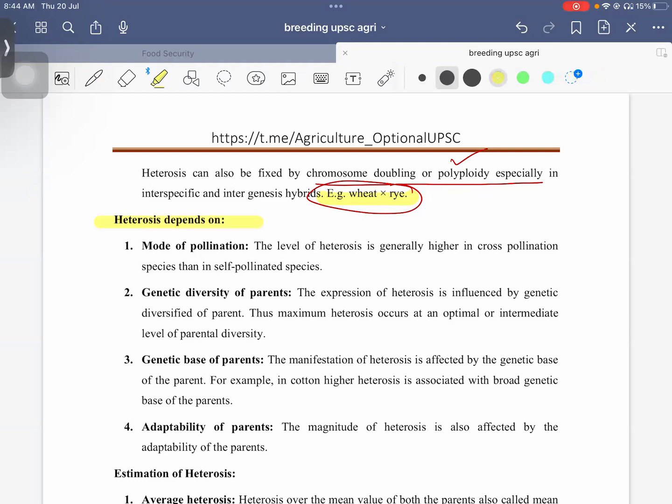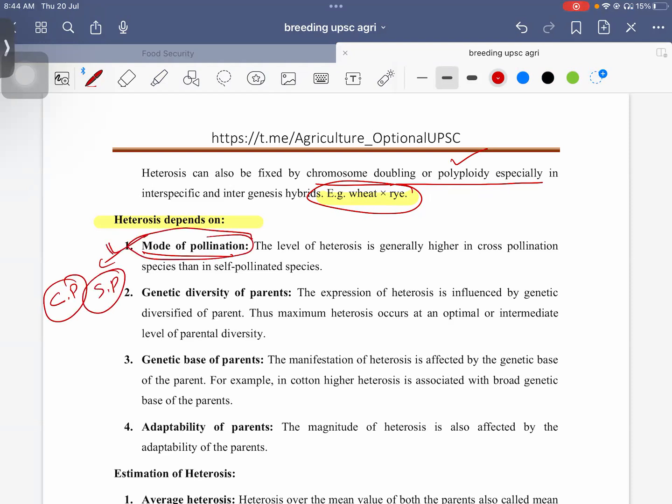Next, heterosis depends on certain factors, like mode of pollination. Let me tell you, there was a question we asked about why in cross-pollinated crops heterosis is more compared to self-pollinated crops. So the mode of reproduction is important. How is it important? In self-pollinated crops, because of evolutionary history, there is a lot of homozygosity already present, and all the deleterious alleles, meaning recessive alleles, are already eliminated, or they are not exposed.